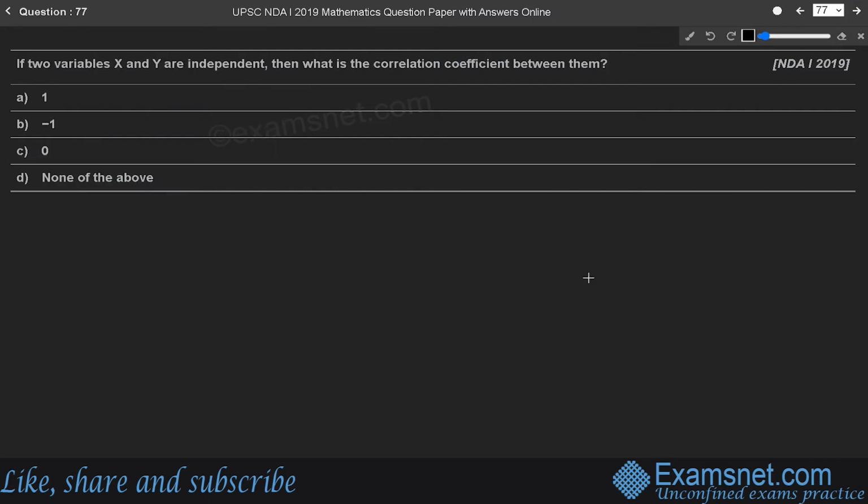Next question is, if two variables x and y are independent, then what is the correlation coefficient between them? See, this question does not require a pen to solve. It is given that x and y are independent. Since x and y are independent, their correlation coefficient must be equal to 0. This is a concept. So, the answer for this question is option number C, which is 0.